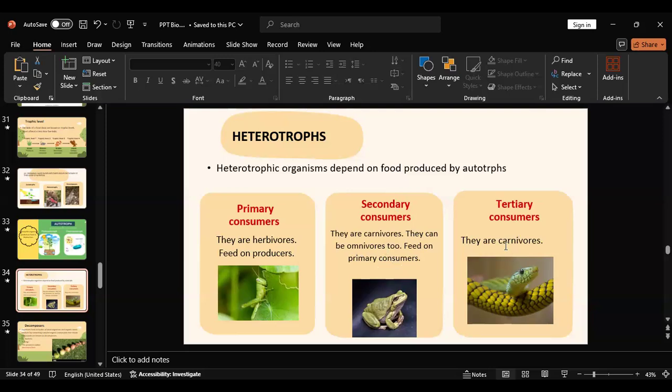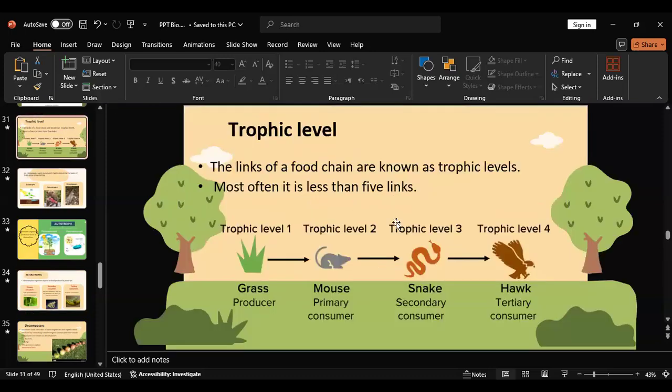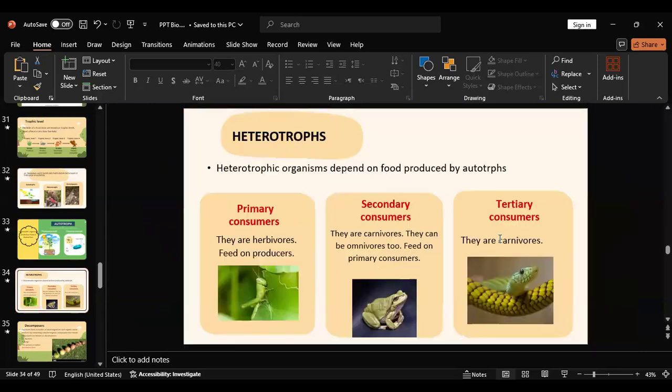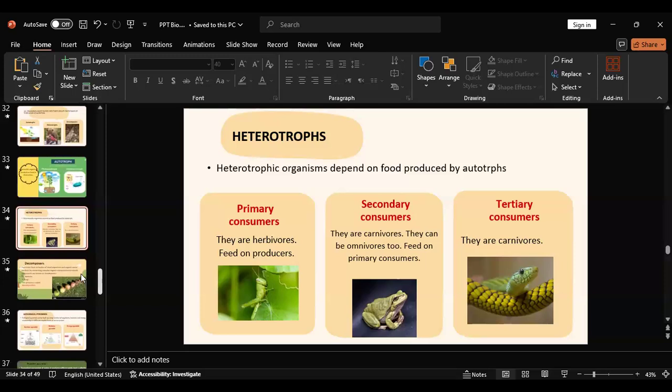Then the tertiary consumer, another level, right? Here you may see the tertiary consumer, the hawk, like this. Most of these are carnivores. So heterotrophs mean consumers. They depend on food from other organisms, right? So we can divide them in these ways.